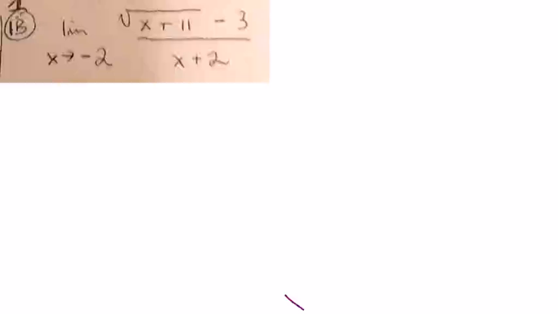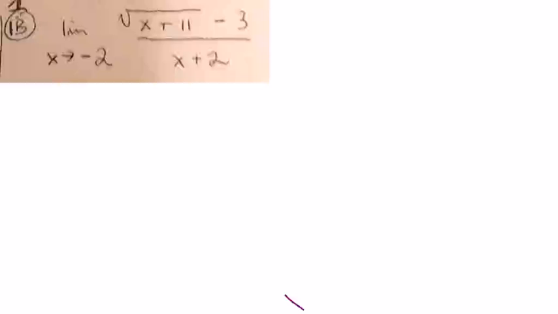Chapter 3 Limit Study Guide, Problem 1b. We want to evaluate the limit of this function as x goes to -2, but again, x is undefined at -2, so we're going to have to do some algebraic manipulation to make it look a little bit nicer for us, find some things that cancel out.